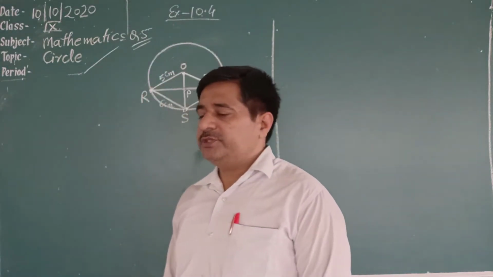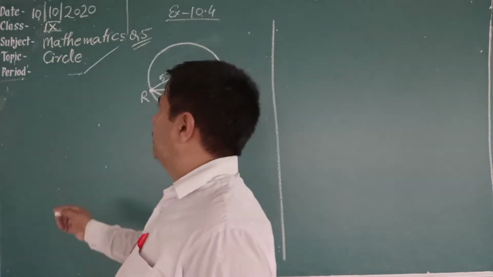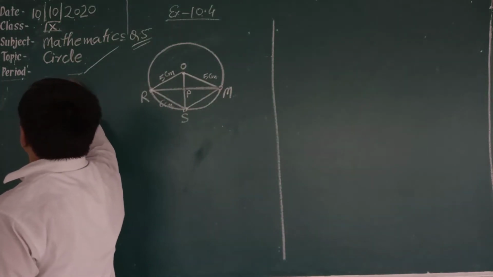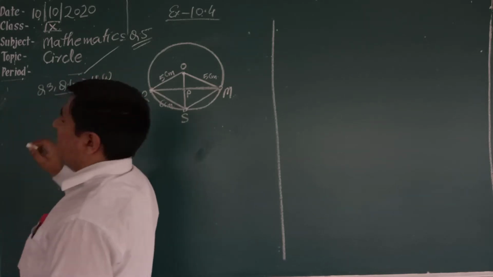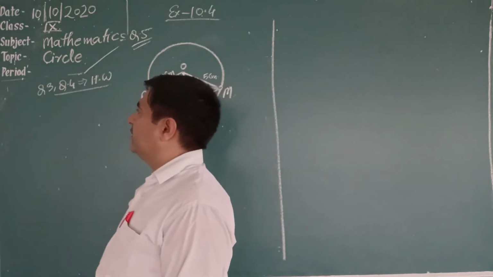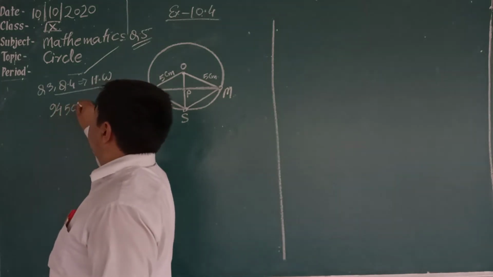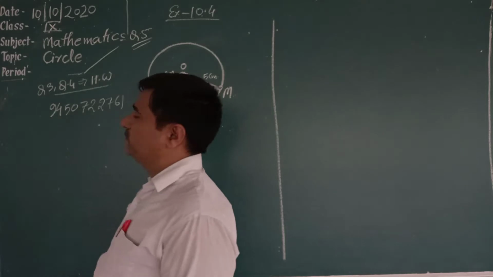Now students, questions 3 and 4 are for homework. You solve them yourself, and if you have any problem then you ask on my WhatsApp number 9450722761.